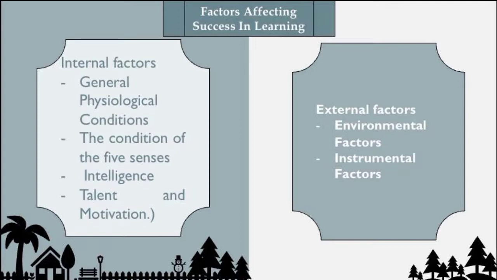External factors are factors that come from outside the individual. External factors that influence learning achievement include family factors, especially parents. Parents' attention helps overcome learning difficulties experienced by children, such as environmental factors and instrumental factors.